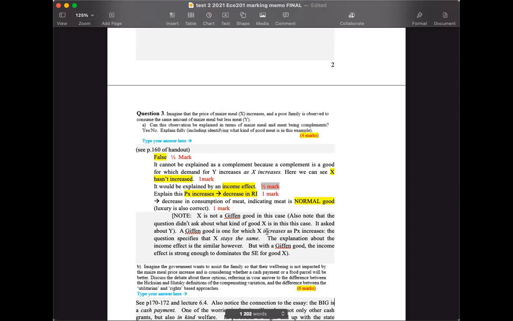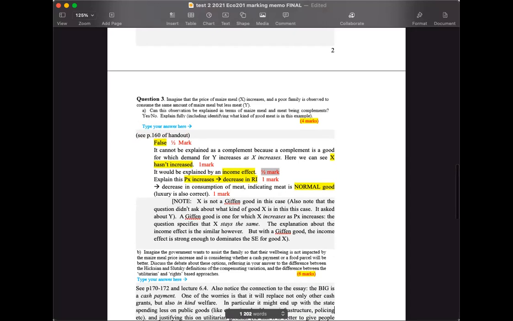The explanation about the income effect is similar, however, but with a Giffen good, the income effect is strong enough to dominate the substitution effect for good X. So it is important to bear that in mind. See page 160 of the handout. And yeah, that is question 3A.